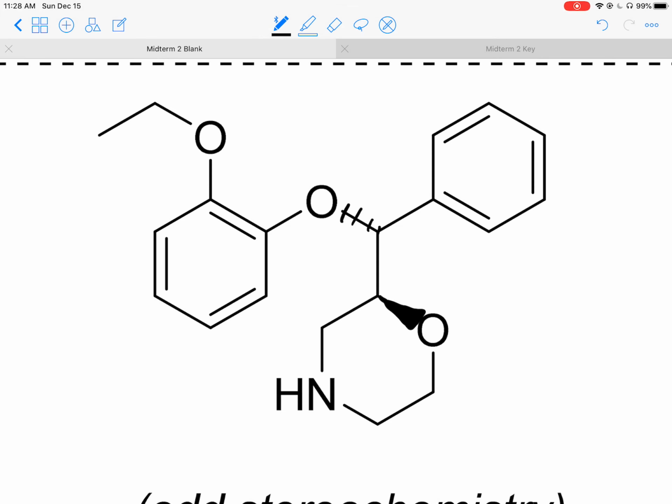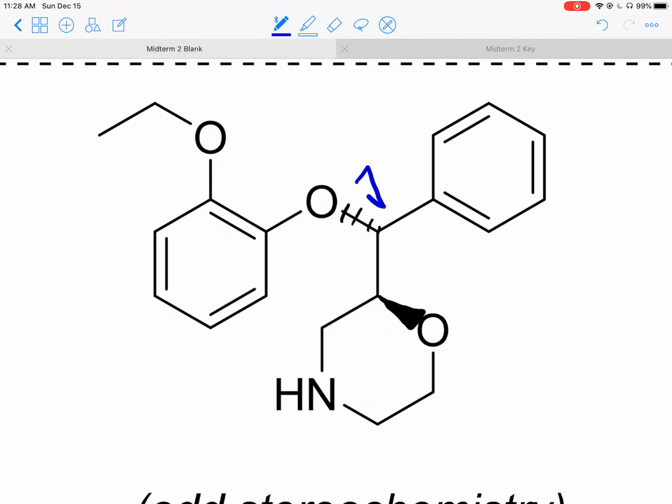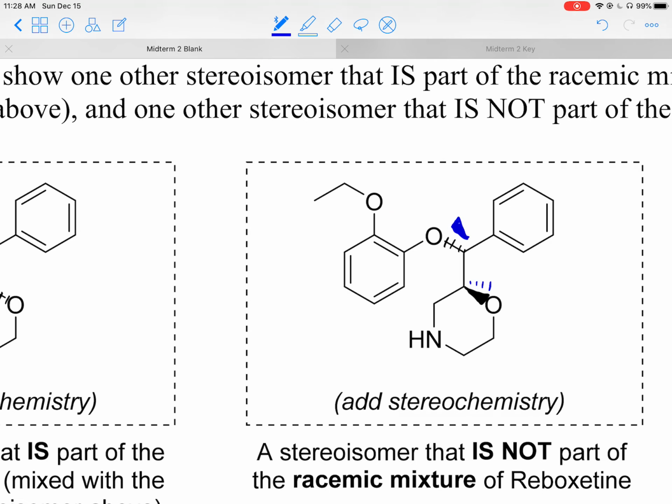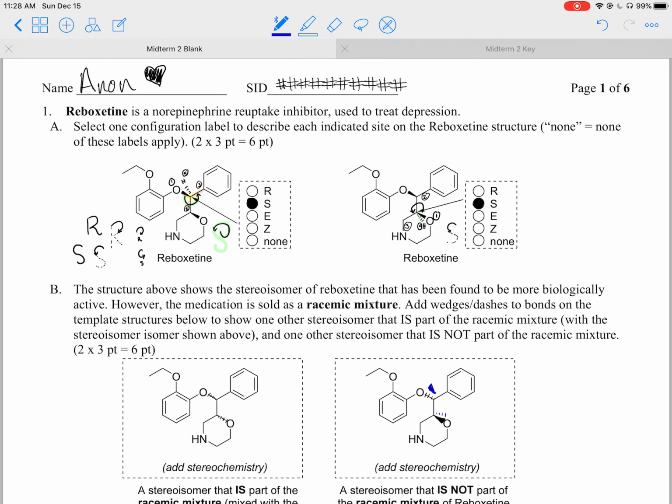You could also do the opposite. Let's just do it in blue. You could make this one wedged and this one dashed. You just can't do them both wedged or do them both dashed, because those are both part of the racemic mixture above.